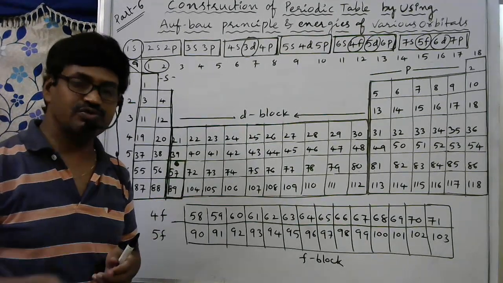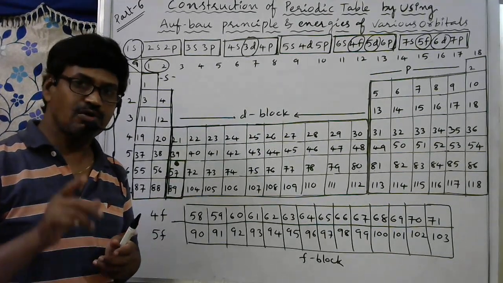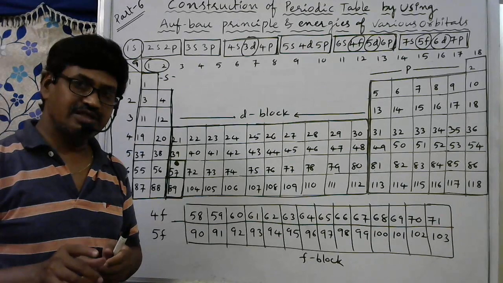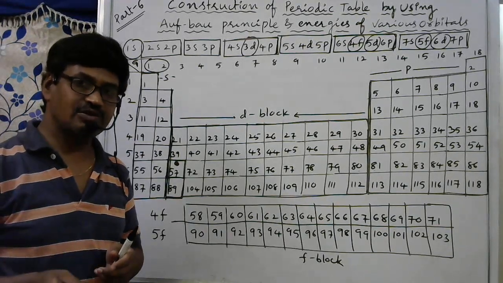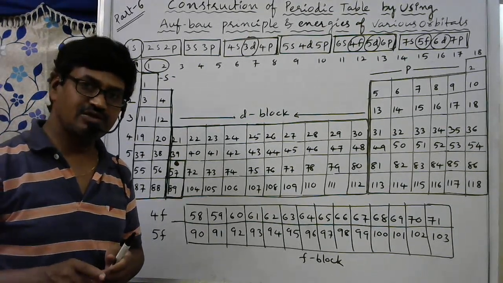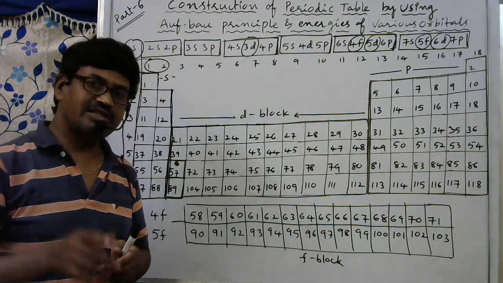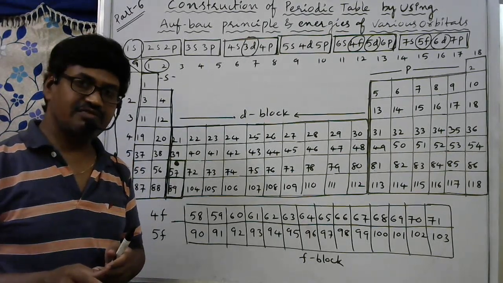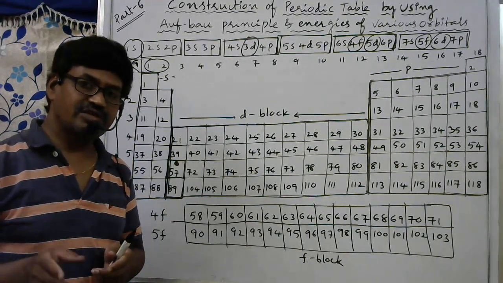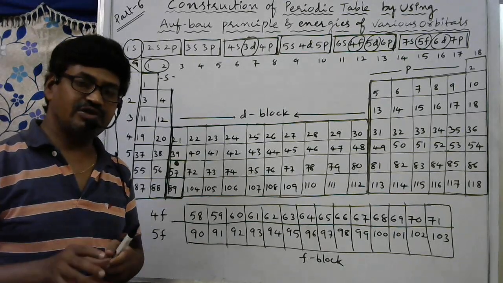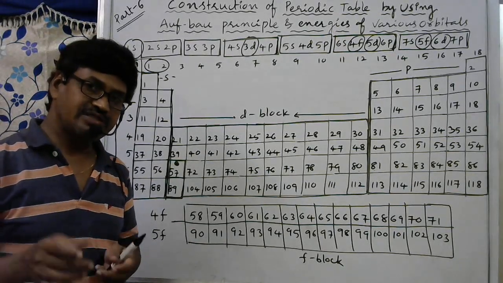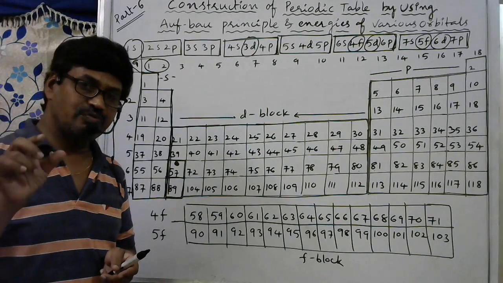Electron configuration rules you have to remember. Aufbau principle first. Aufbau principle depends on the n plus l rule. Based on the n plus l rule, we can remember the order of energies, otherwise which orbital has more energy and which orbital has less energy. That we have to remember. Based on that, we have to draw a diagram.